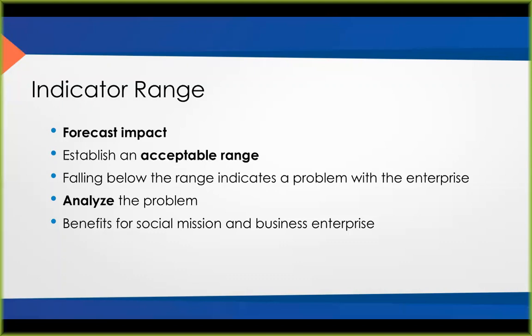And then, because you're analyzing if you're achieving this range, if you fall below that range, there's a problem somewhere. Maybe the indicator's wrong. There's something wrong with your business that you need to tweak. So by following these steps, making it simple, making it achievable, making it specific, then you're able to see where there might be a problem. And that's only going to benefit your business, which is going to benefit achieving your social mission.